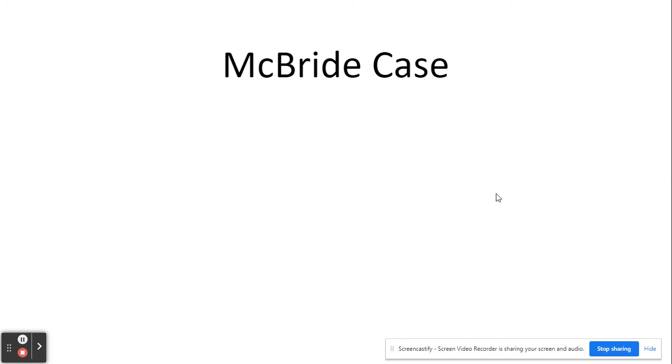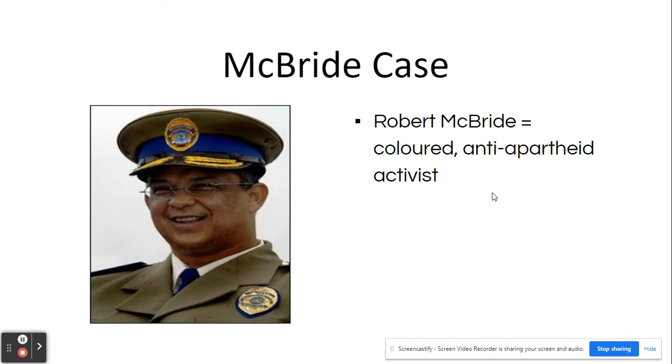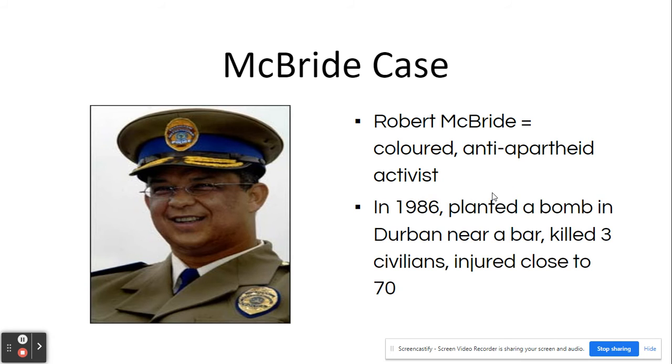And your third option is going to be the McBride case. McBride was a colored person in South Africa. He was an anti-apartheid activist. Okay. In 1996, he planted a bomb in Durban near a bar that killed 3 people and injured close to 70 people. Okay. In this case, Robert McBride is the killer. He's applying for amnesty. So if you're interested in this case, you would either argue that he meets the 3 criteria for amnesty or that he does not meet the 3 criteria for amnesty.